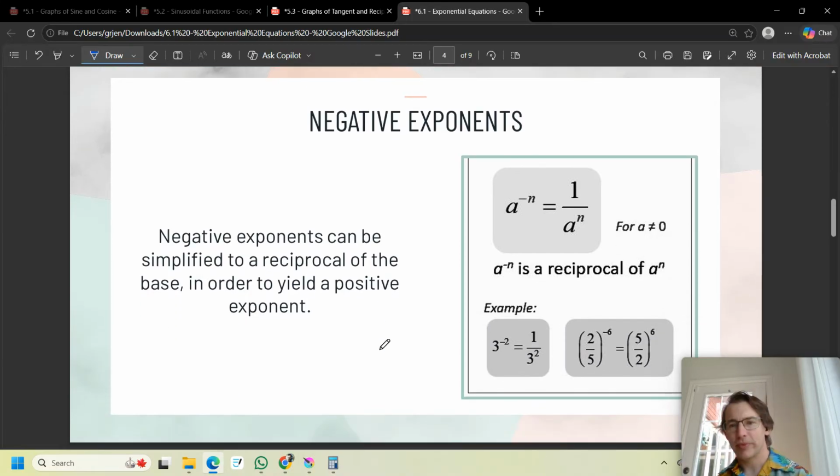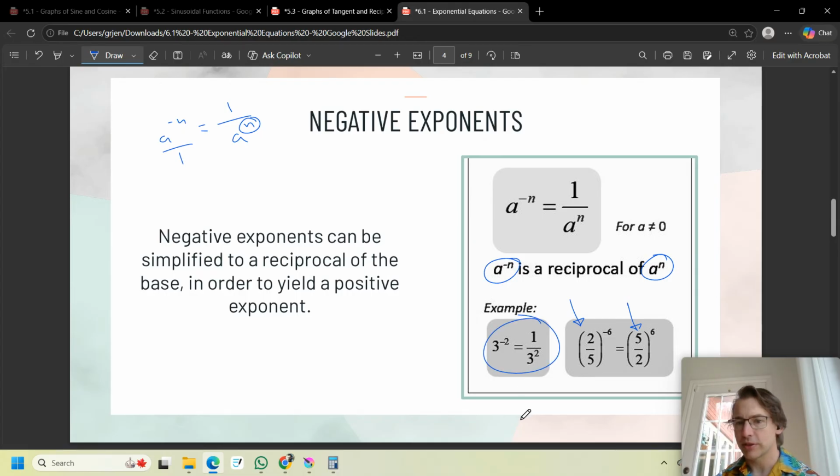Now, negative exponents. I call this the bossy landlord. If we have a to the negative n, the negative just says, hey, a, take all your stuff and move downstairs. So a's stuff is the exponent, and if it used to be upstairs, it now goes downstairs. It moves, otherwise nothing else changes. You can also just know that this is the reciprocal of this. So if you have 2/5 to the negative 6, that would be the same thing as 5 to the 6 over 2 to the 6. So there's another example of the same.